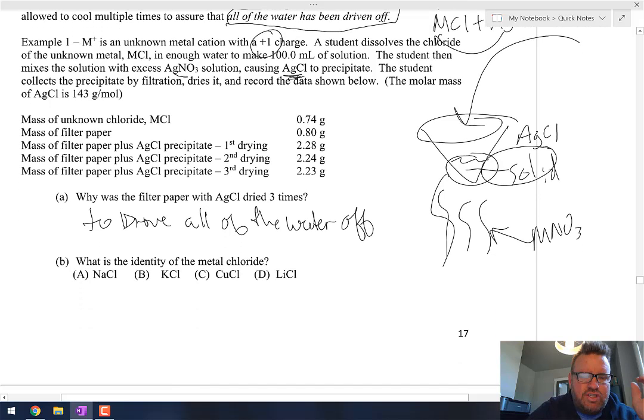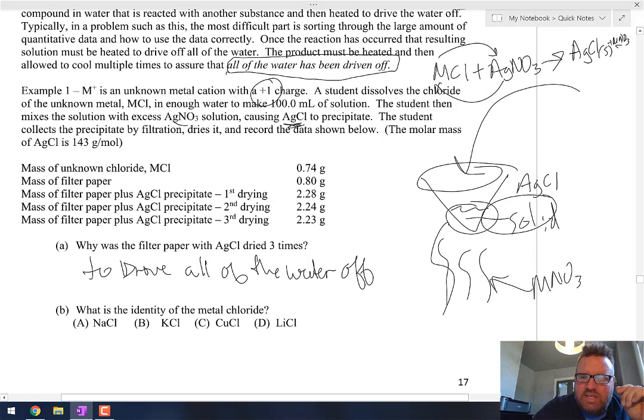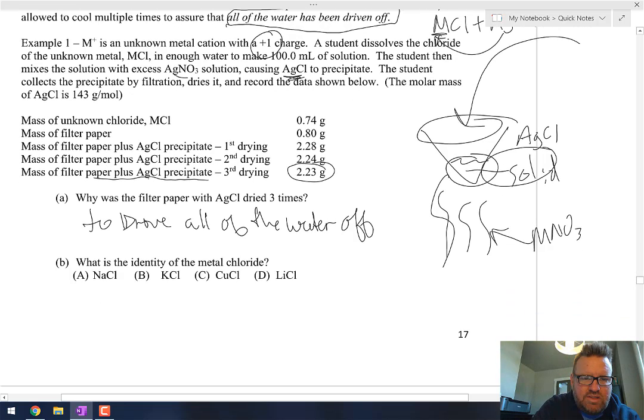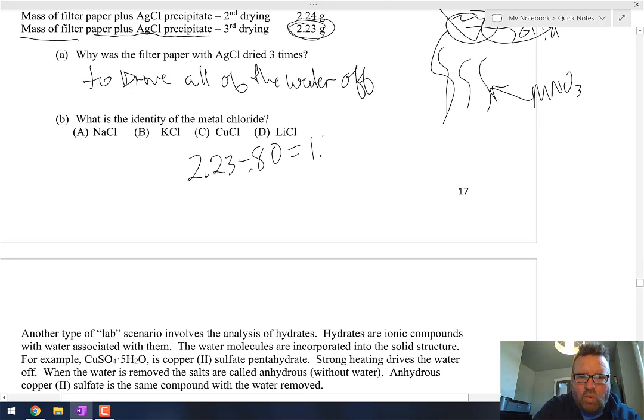The molar mass of AgCl is 143. They want to know, what is the identity of the metal chloride? So this MCl, what is that M in MCl? First of all, we know that the mass of the filter paper plus the AgCl is 2.23. Don't try to think of how to get to the answer. Think, what's a step that I can take here? If the mass of the precipitate plus the filter paper is 2.23 and the filter paper is 0.80, I could take 2.23 and subtract 0.80. That gives me 1.43 grams of AgCl.